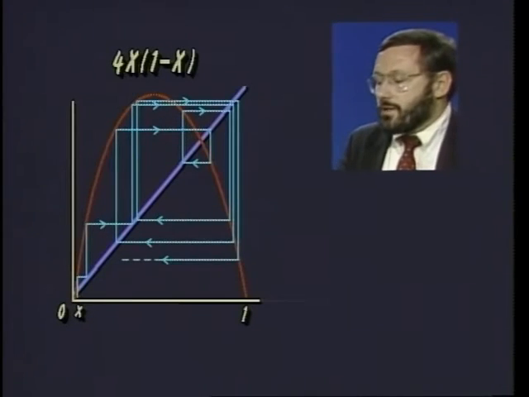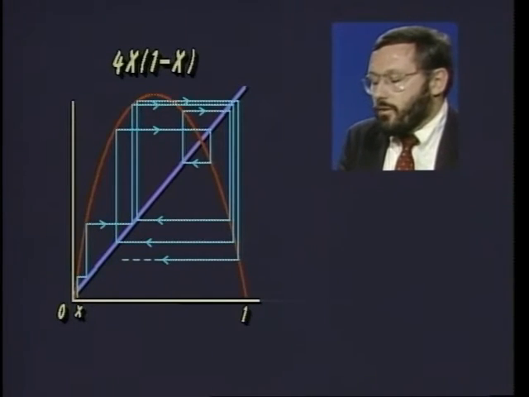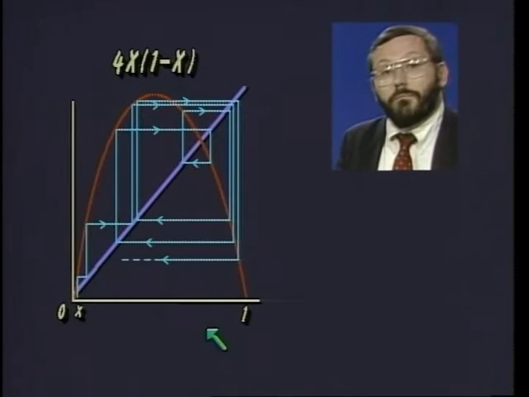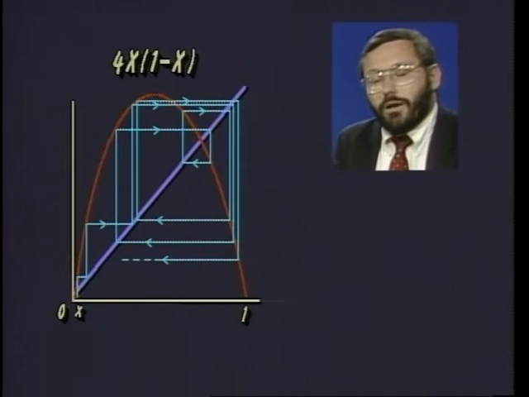What about the quadratic function? Well, the quadratic function has graph that looks like this. Here's the graph of 4x times 1 minus x. I've sketched it only between 0 and 1. What happens when you take a typical x between 0 and 1 and iterate?